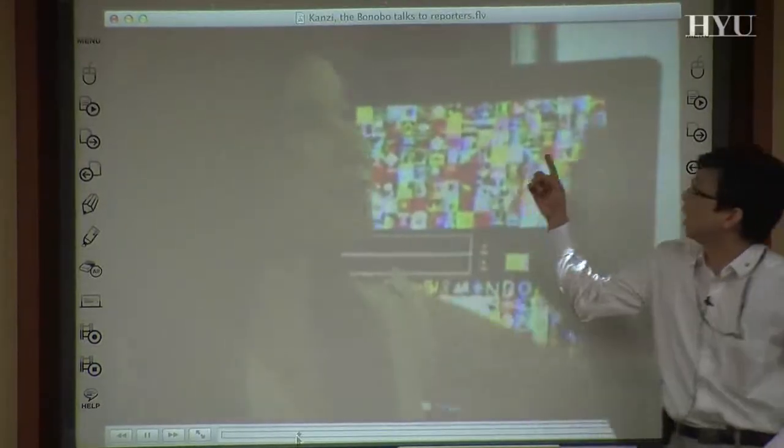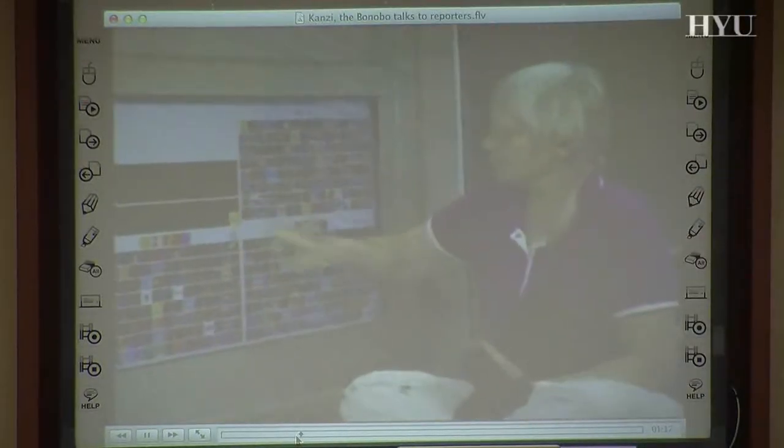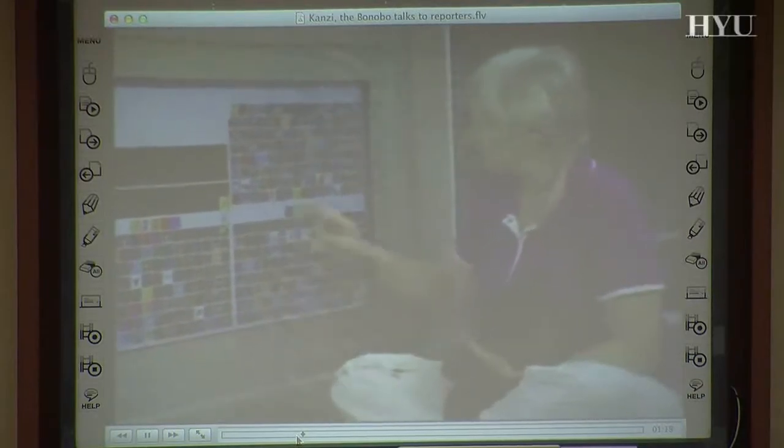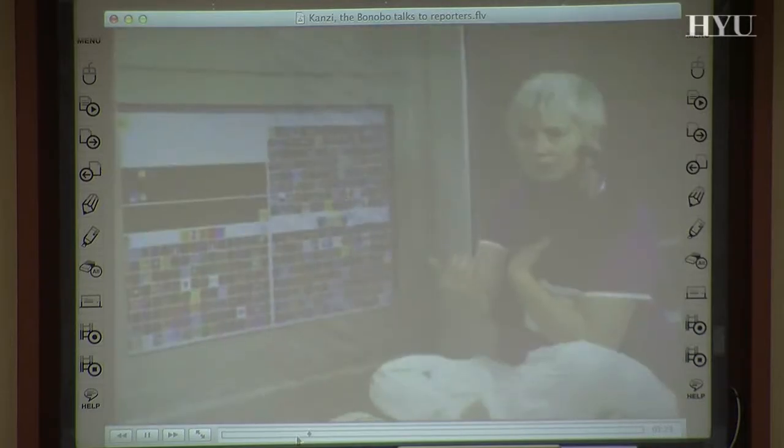How does this lexigram work, which Kanzi communicates with? Talk to Kanzi with this. Kanzi, come here. Come here.